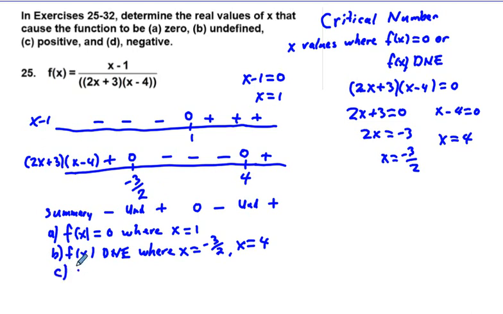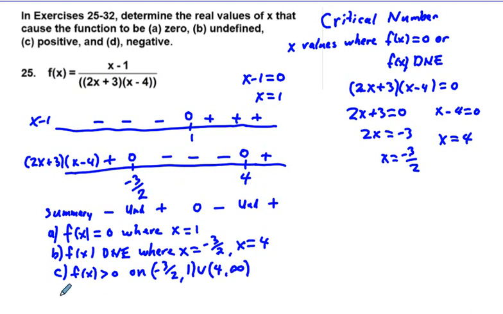C, f of x is greater than 0 on, meaning on the interval of, and we look for the positive signs here. We see 1 here between negative 3 over 2 to x equals 1, and also over here for greater than 4, so 4 comma infinity.